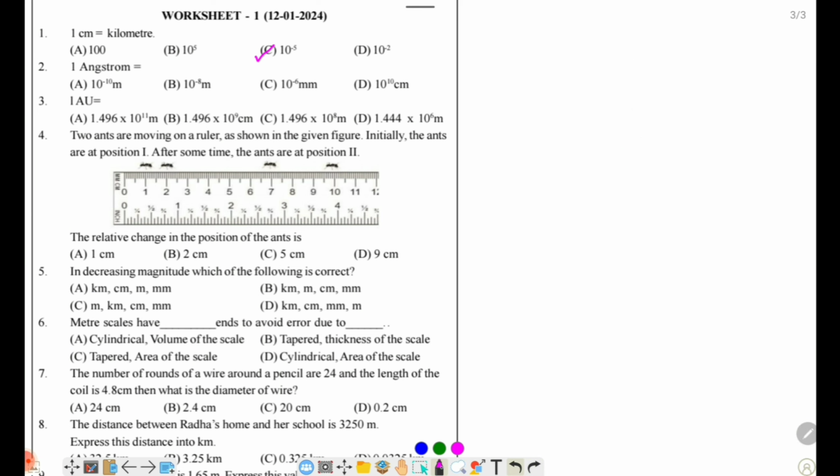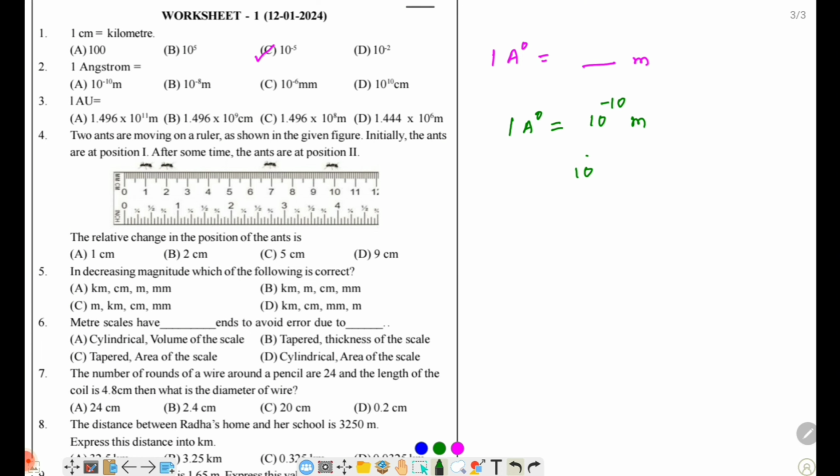Okay, let's see the second question. Second question is 1 angstrom, you can write the symbol as this, is equal to dash meters or millimeters, centimeters. So first let us know what is the value of angstrom in meter. So 1 angstrom value is equal to 10 to the power minus 10 meters. Clear? So let's convert the same into centimeters and see.